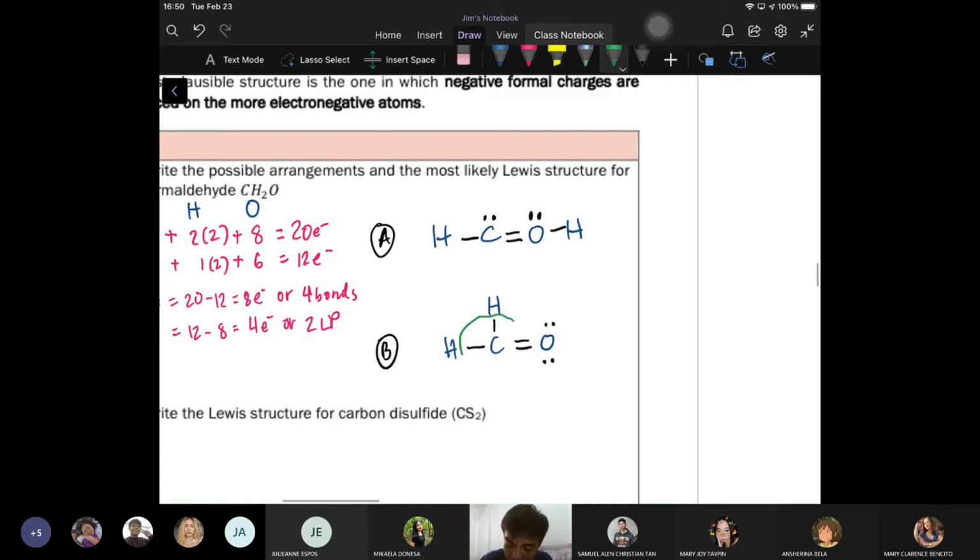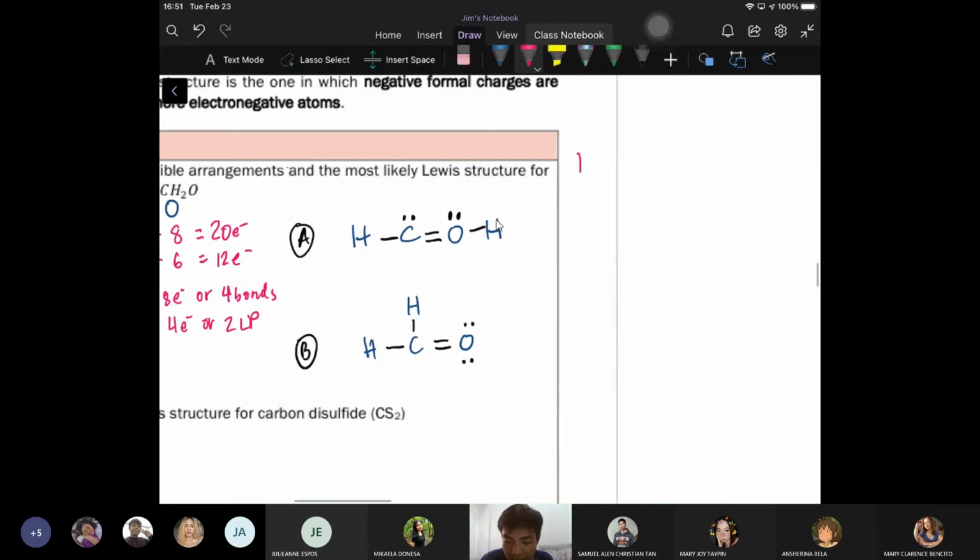Then you check the central atom. Does it follow the octet rule? So, it seems that it follows the octet rule because we have 4 bonds around it. So, 4 bonds times 2 electrons each bond, you have 8 electrons in total. Okay? So, it seems that A and B are okay naman. No? So, ano magiging decision natin dito? We check the formal charges.